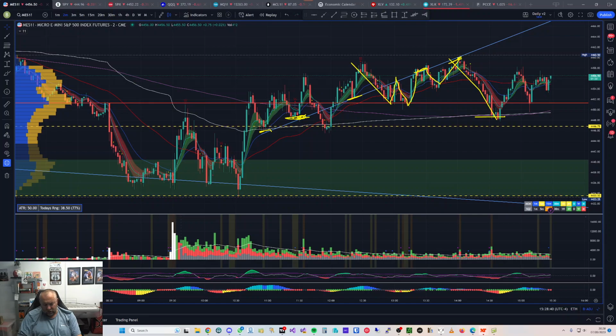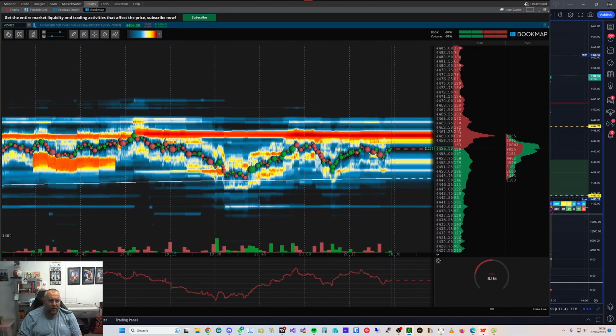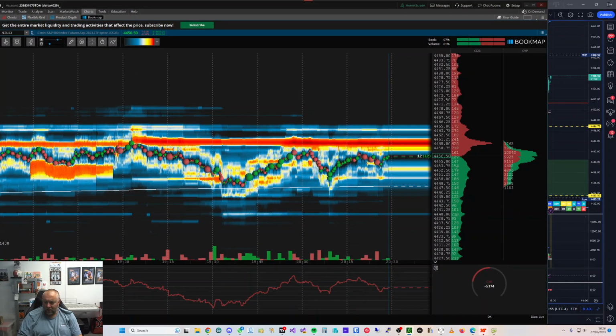One thing I want to show you is my Bookmap I've been using, and it's been helping me a lot. Let's move this over. Here we go. So I'm using Bookmap, and what this shows me is heavy areas of limit orders. So you can see on this chart here, we've got 44.60. We've got these massive orders.